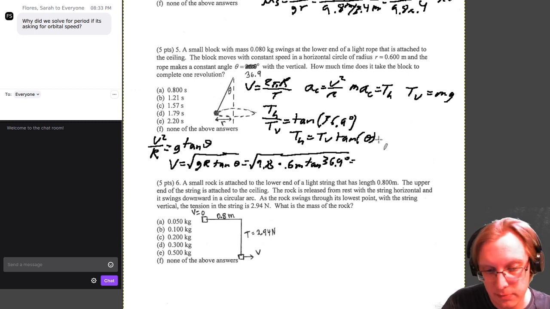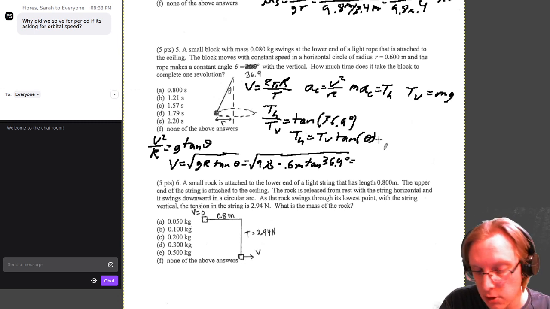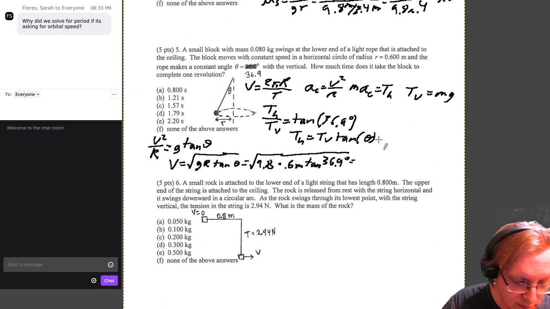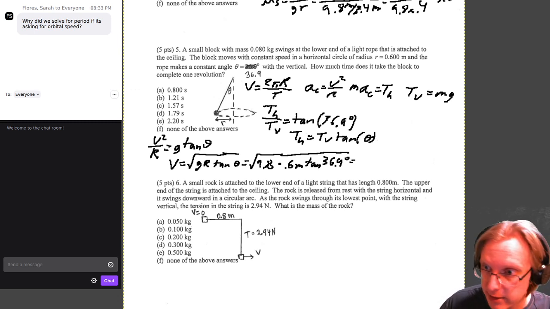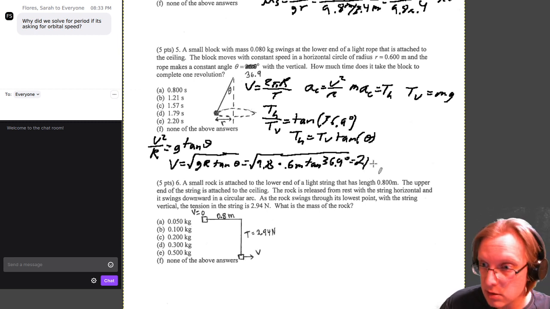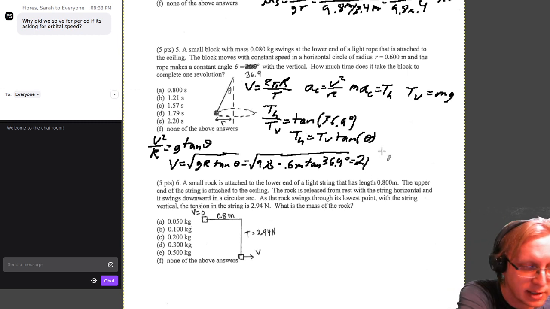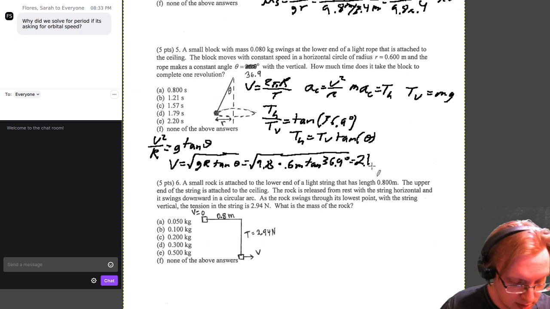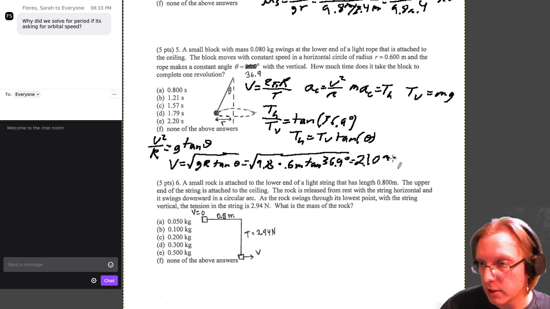Square root of 9.8 times 0.6 times tangent of 36.9. And I need that to be in degrees, or it's not going to be the right answer. Execute. So we got a velocity of 2.10 meters per second.